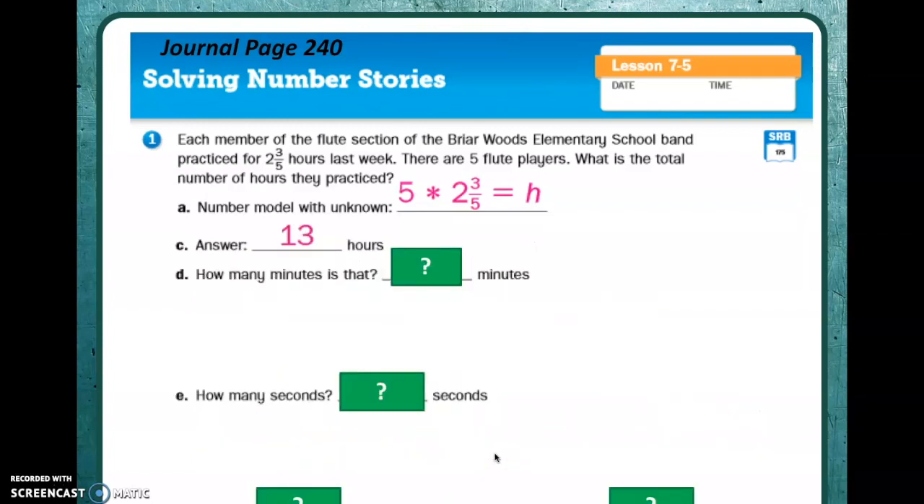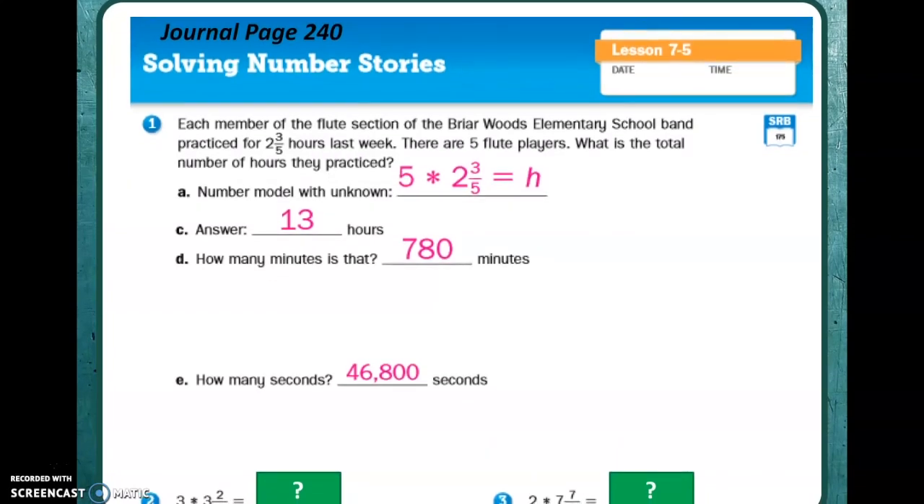Now, they also want you to convert that into minutes. If you have a calculator, you can do that, or you can show your work on the side. So there are 60 minutes in an hour, times 13 is 780. I'm going to then turn that into seconds by multiplying by another 60, which would give me 46,800.